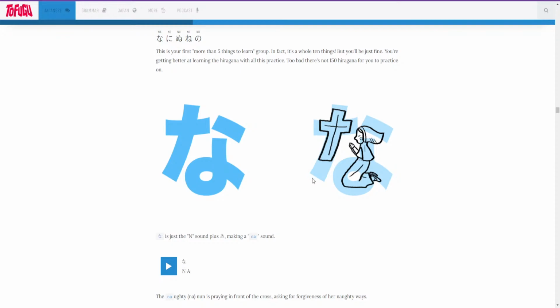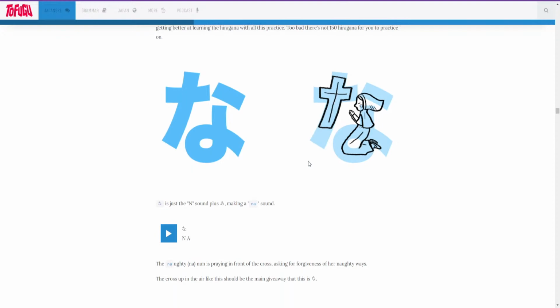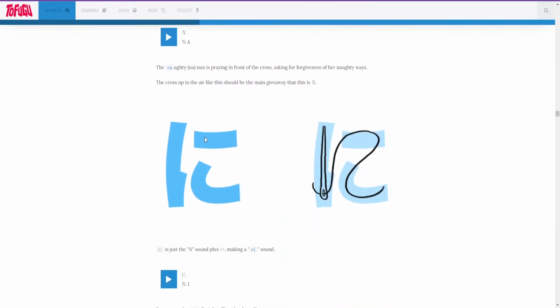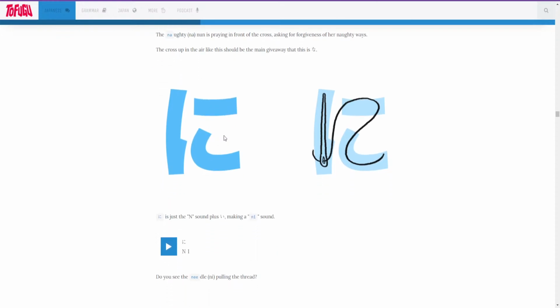So first up we have na, which looks like a naughty nun praying for forgiveness for her devilish ways in front of a cross. So you can kind of see a cross here out of the T, and maybe a nun or someone who is praying, someone who is naughty. Na. So when you see this, just think naughty nun, and you'll know it's na. Easy peasy.